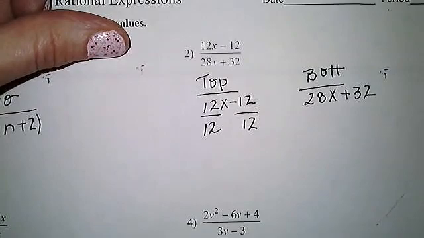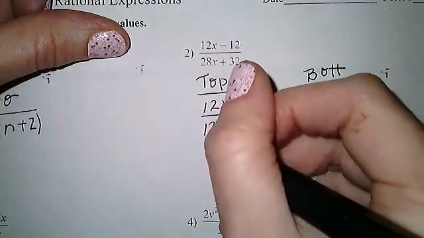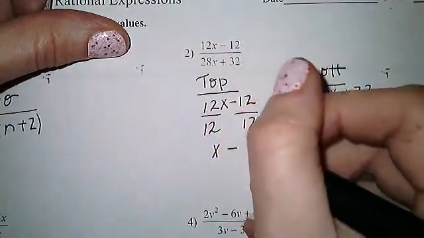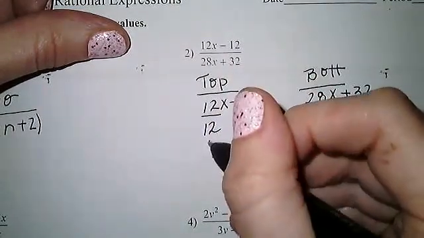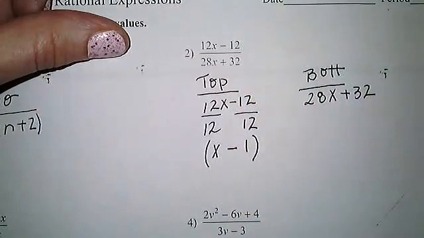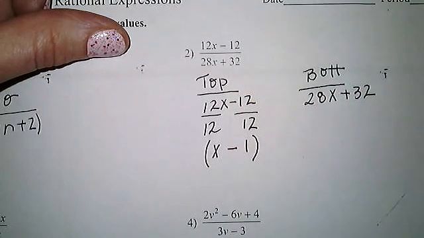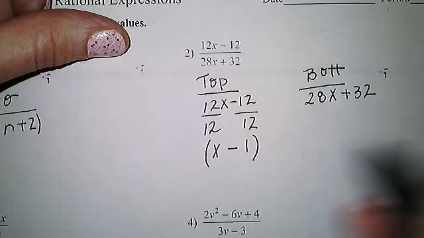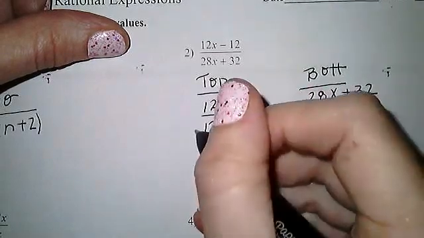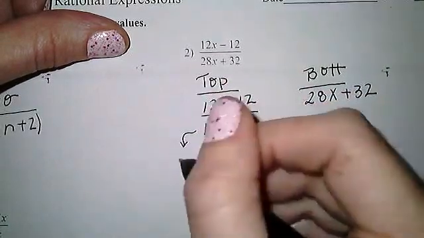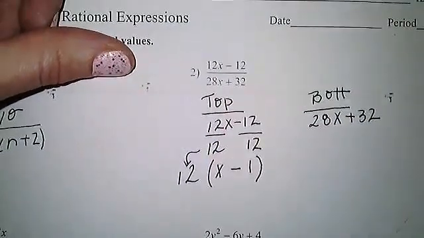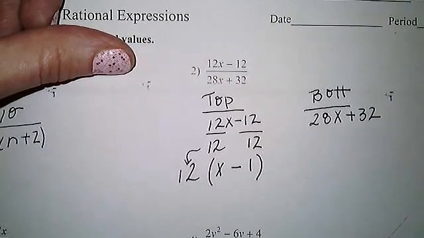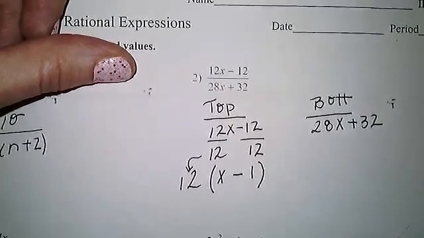12x divided by 12 is 1x, or just x. And 12 divided by 12 is 1. And like my friend Mac told us earlier, what do we have to put on the outside? Whatever we divided by. Make sense so far? Okay. I need a different color pen for the other one.